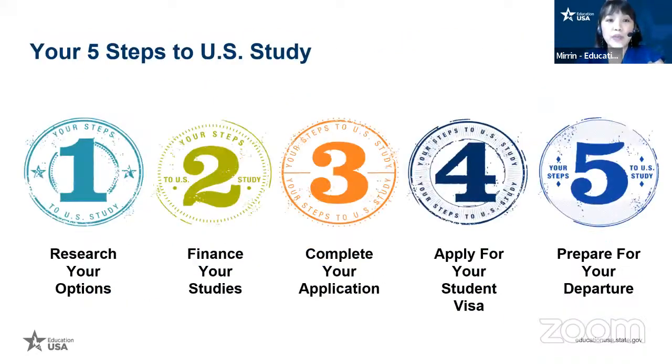At Education USA, we have these 5 steps towards the applications process. For those who've attended our orientation sessions, you might already be aware of them. So step 1 is researching your options and shortlisting your universities. Step 2 is financing your studies and identifying the sources of funding. Step 3 is completing your application. Step 4 is applying for your student visa. And step 5 is preparing for your departure. The session today, applying for your financial aid, comes in step 3 when you're completing your application, but you would have done this research in step 1 and step 2 as well to find out about the financial aid.